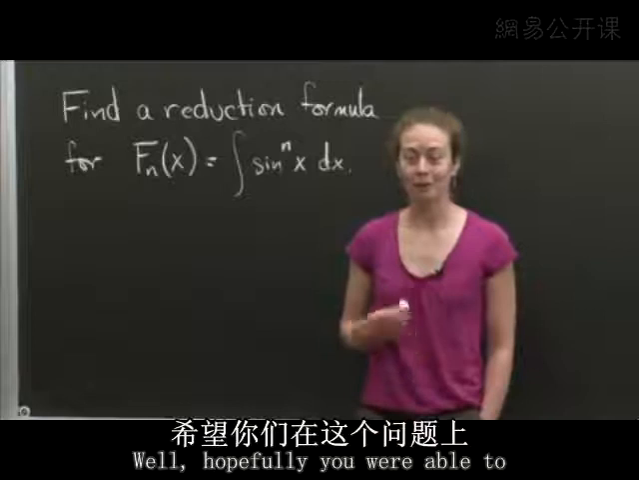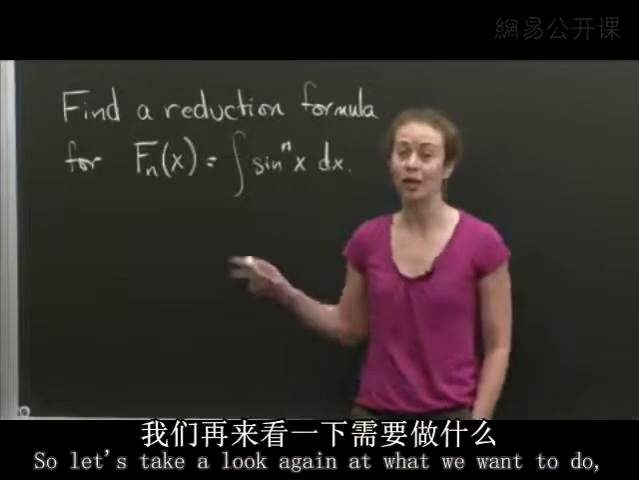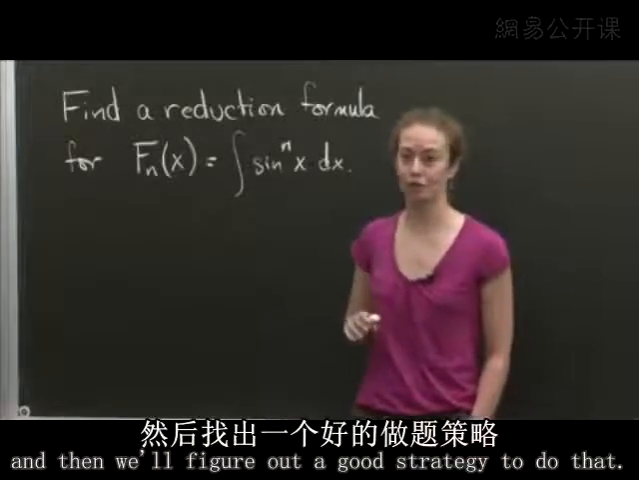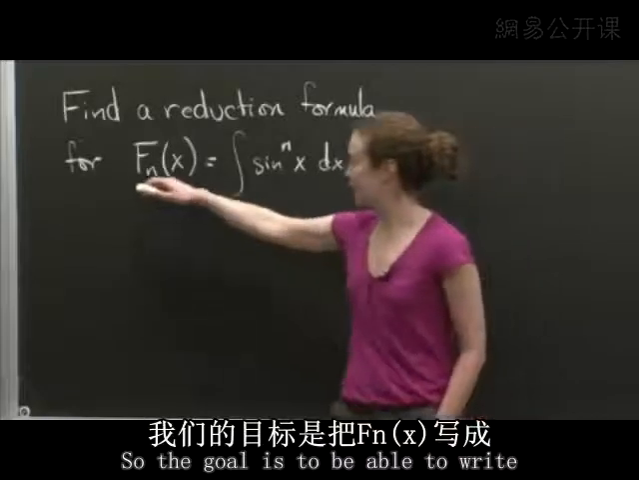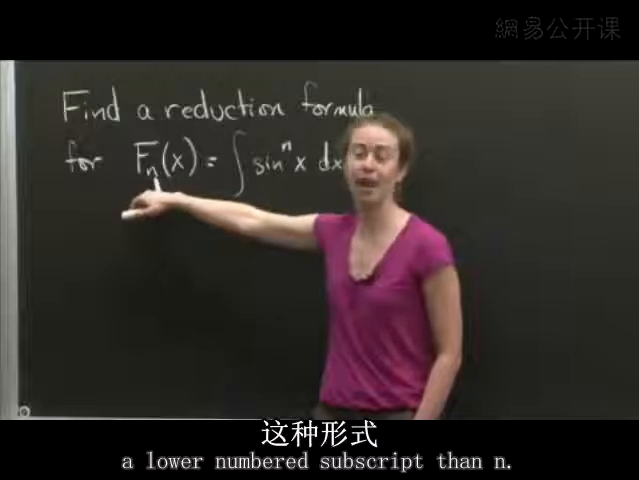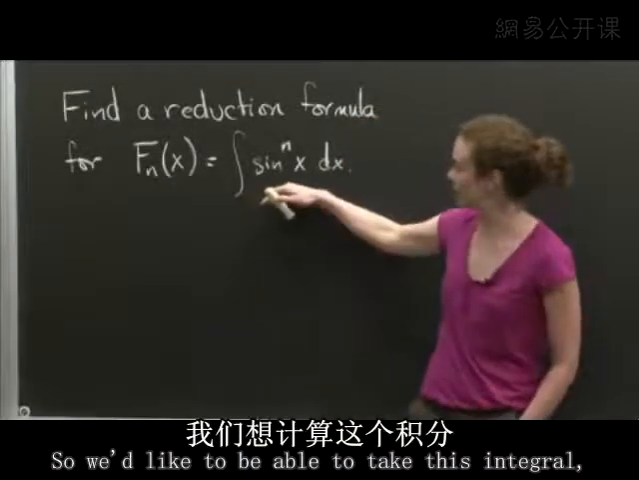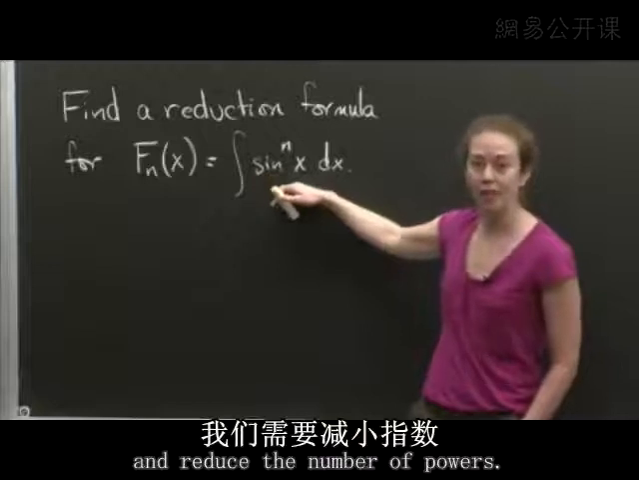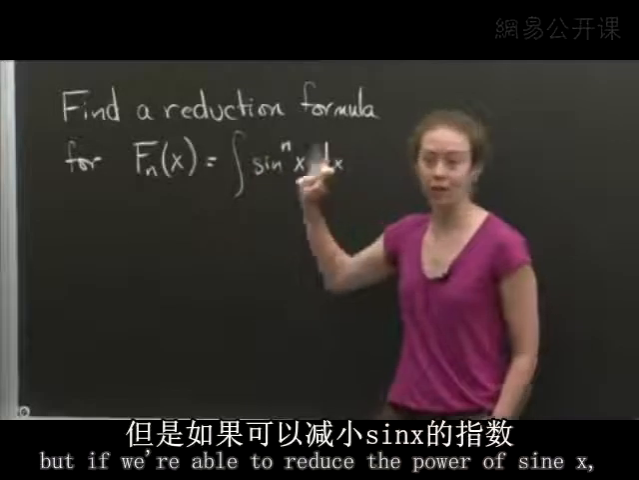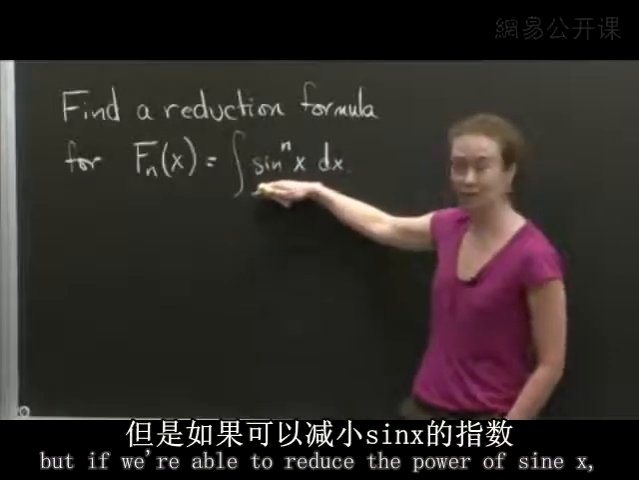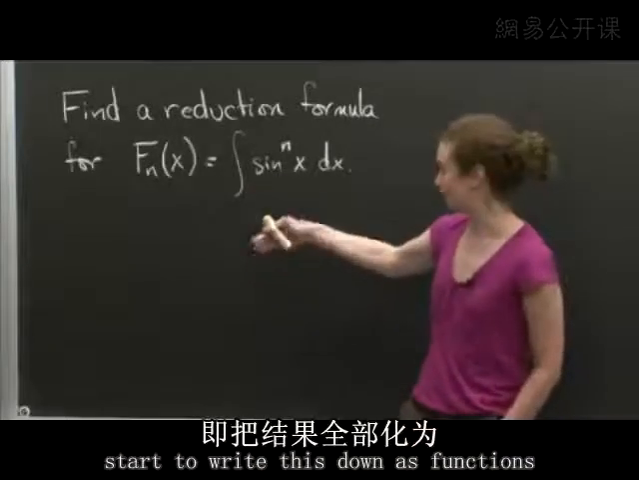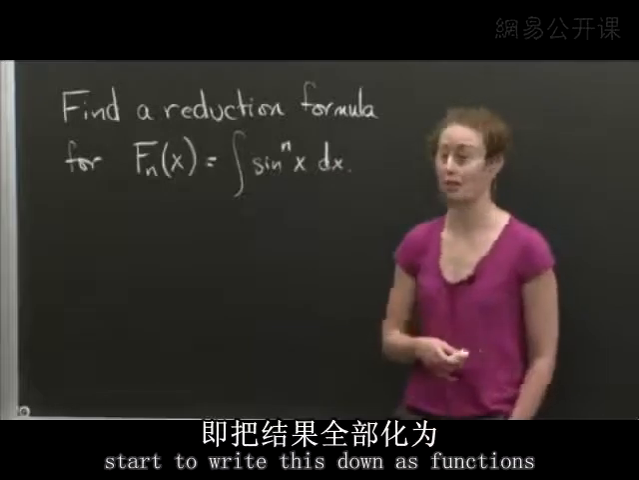Okay, welcome back. Well, hopefully you were able to make some headway on this problem. So let's take a look again at what we want to do, what the goal is, and then we'll figure out a good strategy to do that. So the goal is to be able to write f sub n of x as something that involves a lower numbered subscript than n, right? So we'd like to be able to take this integral that's a power of sine x and reduce the number of powers. It'd be great if we could just write down a final formula. But if we're able to reduce the power of sine x, then we're able to head in a direction where we could start to write this down as functions that don't involve integrals.